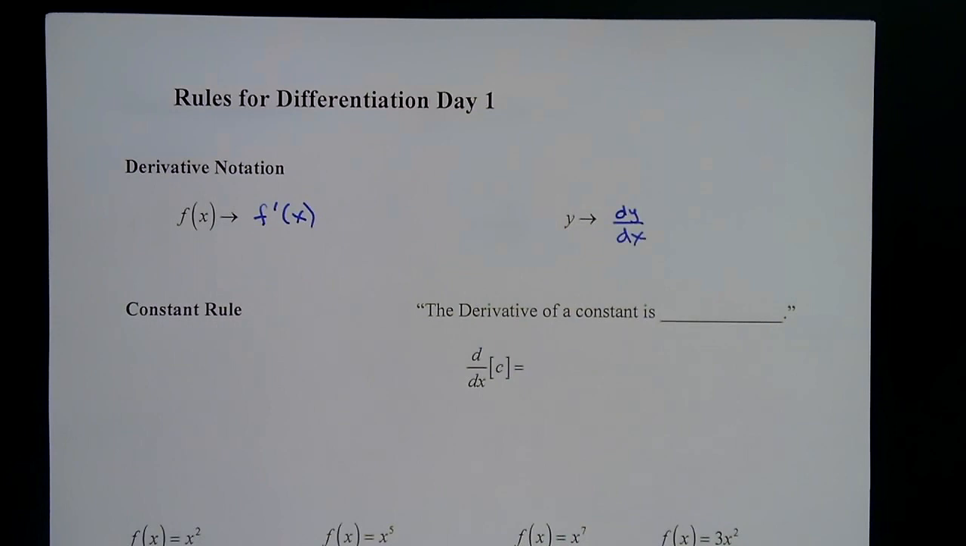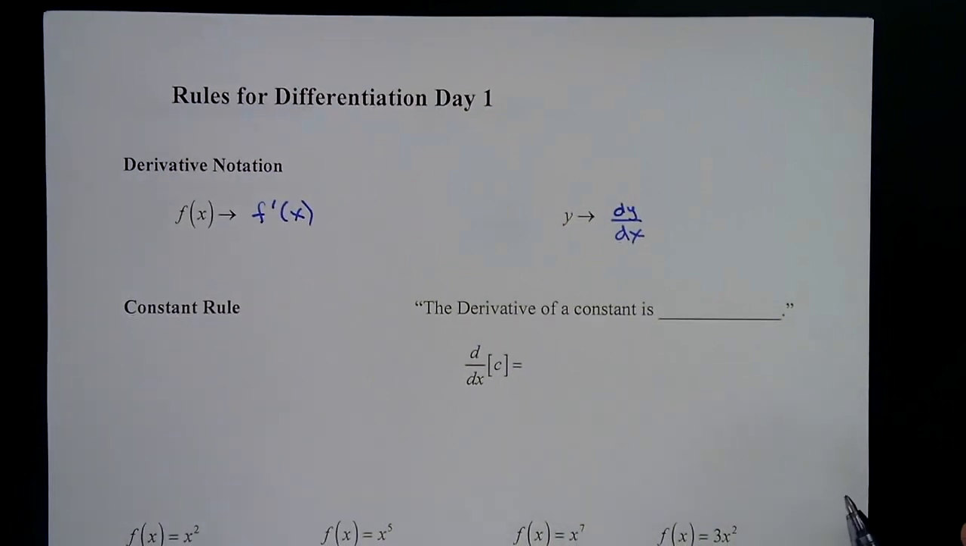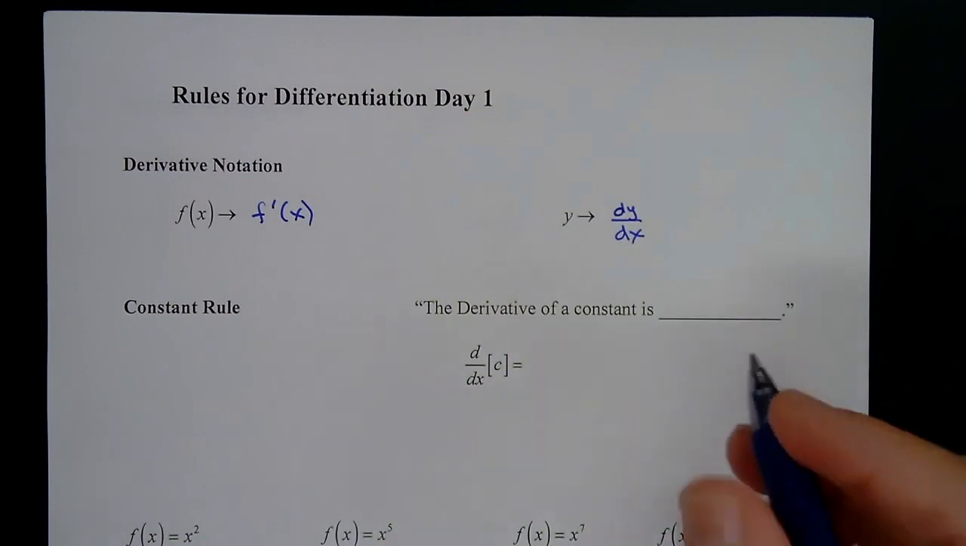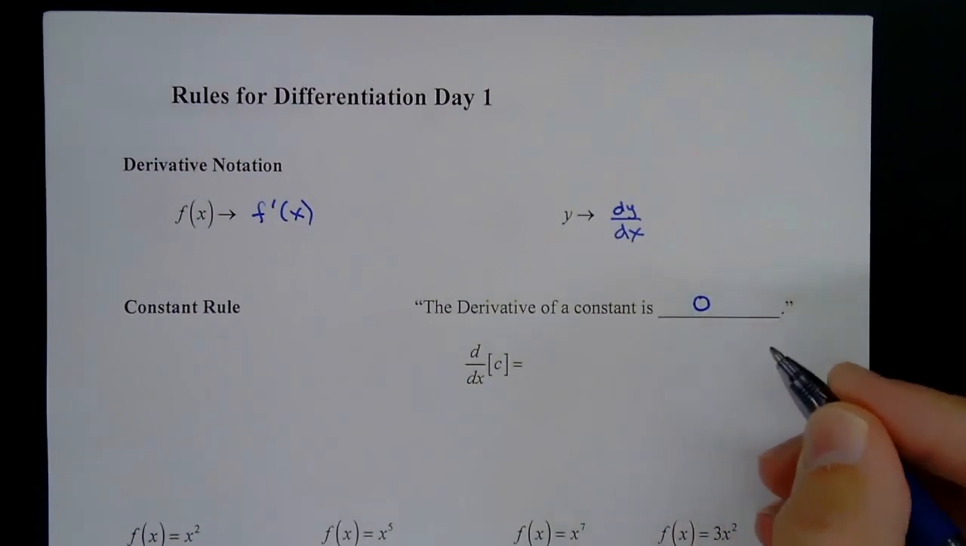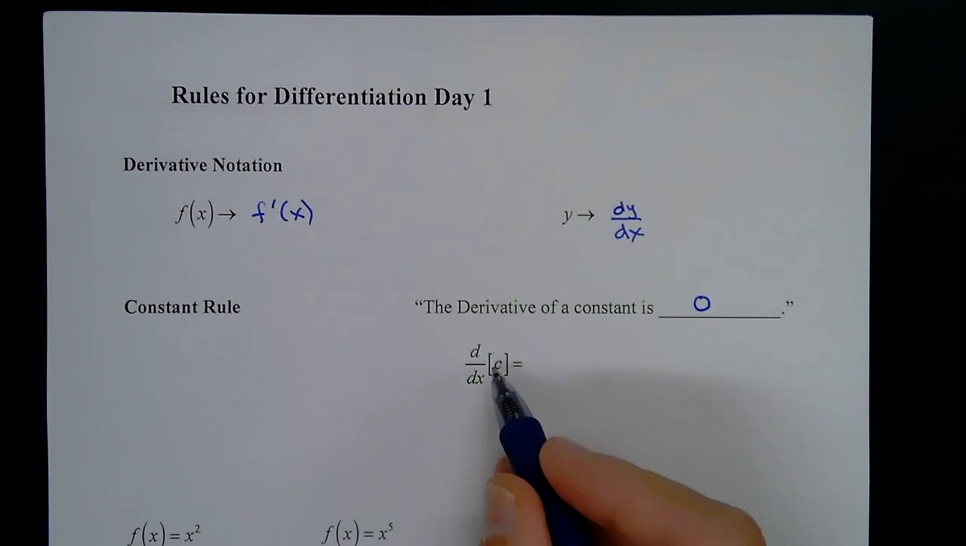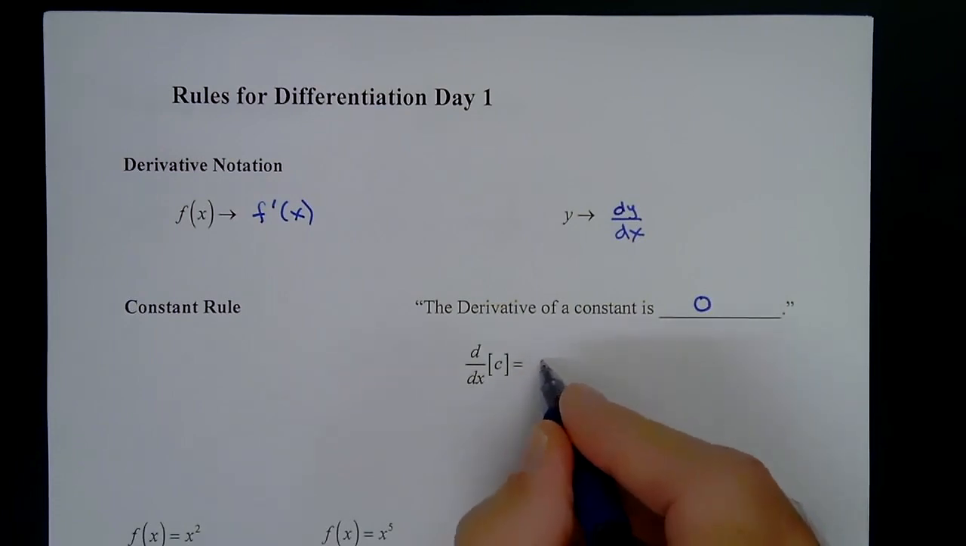All right, so here we go. First rule: the derivative of a constant is, okay? A constant is a horizontal line, which would mean the derivative would have to be 0 because the derivative is the slope at every point, okay? So the derivative of a constant is 0. The way we'd write that in this notation is d/dx of c, where c represents some constant, and this would equal 0.